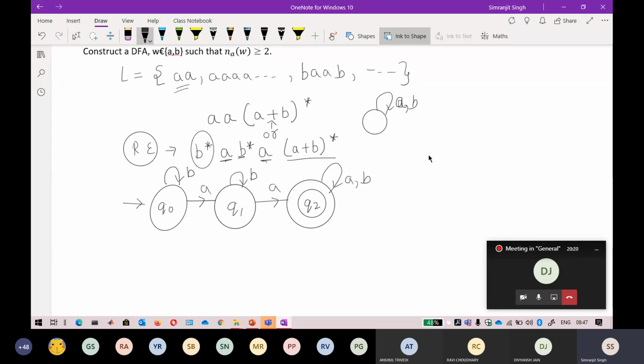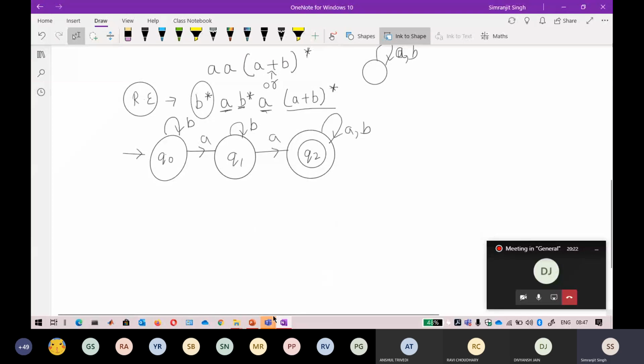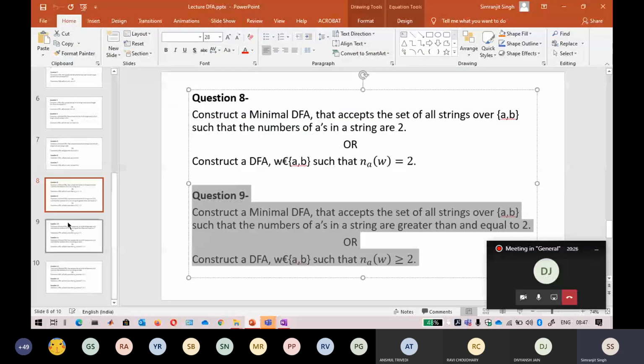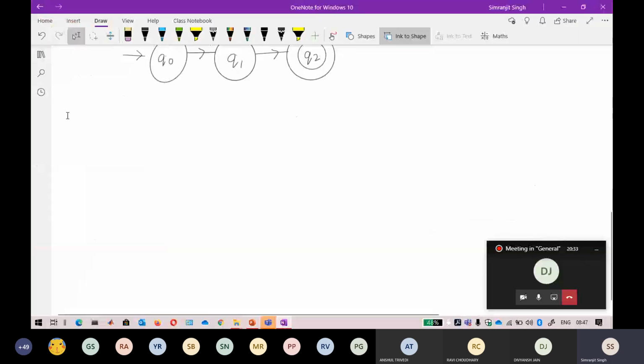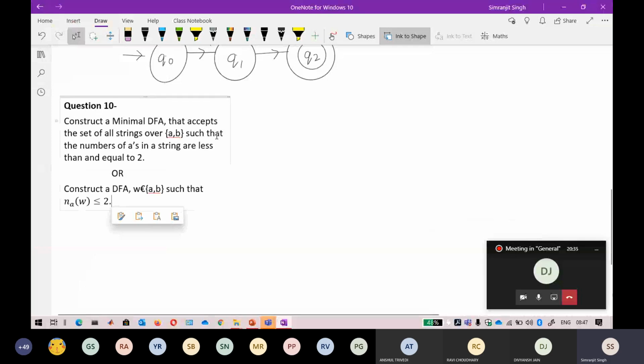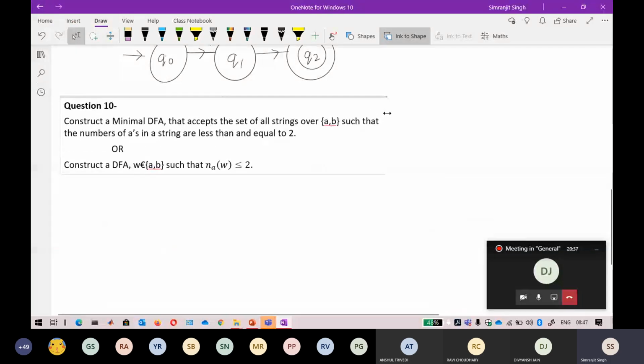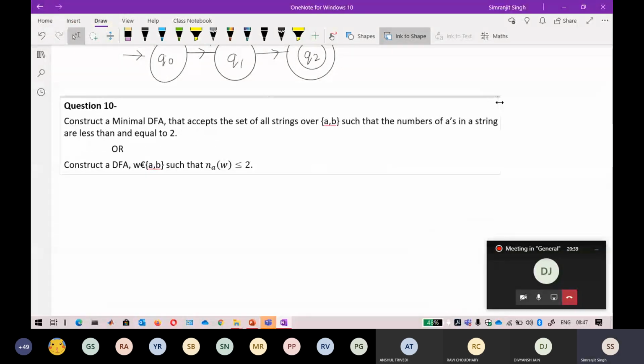Okay. So again, the next question, I think most of you have already drawn it. The next question is fairly simple. It just says the number of A's at most two. Okay. So at most two, it's less than or equal to two. Please draw it.